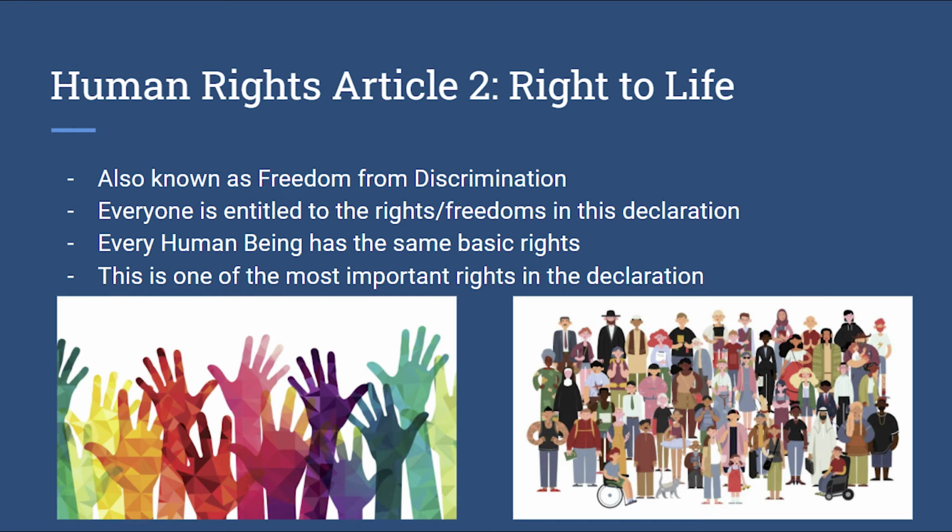Now, the first one we chose was Article 2, which is the right to life and freedom from discrimination, which basically states that everyone is entitled to all the rights and freedoms set forth in this declaration without any distinction of any kind, such as race, color, sex, language, religion, political or other opinion, national or social origin, property, birth, or other status. This means that no matter what you look like, who you are, what you believe in, or where you come from, you have the same human rights as every other human being.